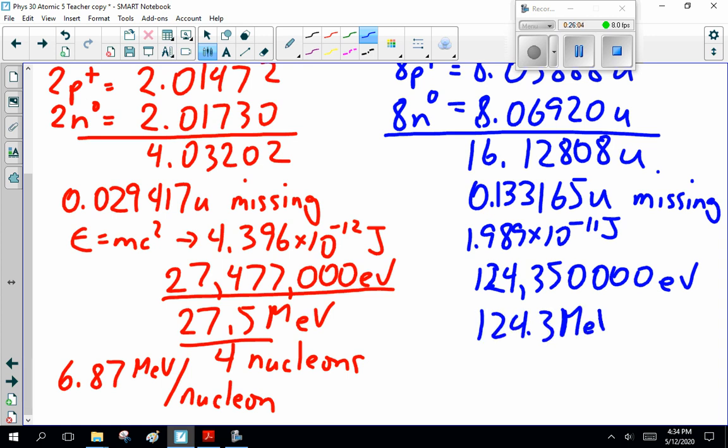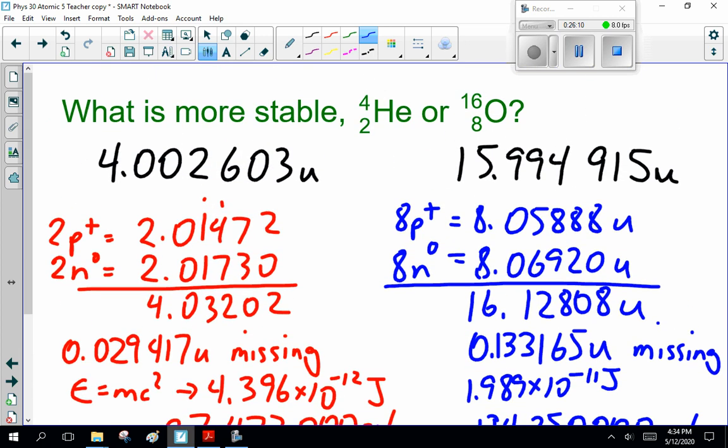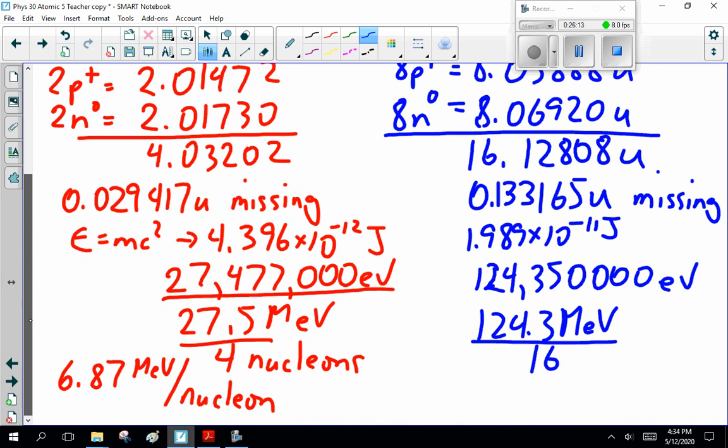124.3 mega electron volts divided by the 16 nucleons. Remember? 16 particles in the nucleus. So, what's the energy per particle? I got 7.7 mega electron volts. And notice how we default to per nucleon. And you can see why I like that calculation, because there's a lot involved. But it's all quite doable, particularly if I don't skip steps. So, that's how that goes. Okay. And notice, yes, it takes more energy to break the oxygen nucleus apart, so that makes it more stable.